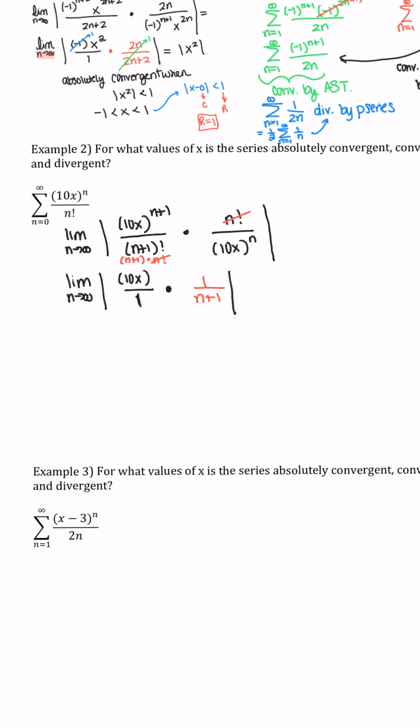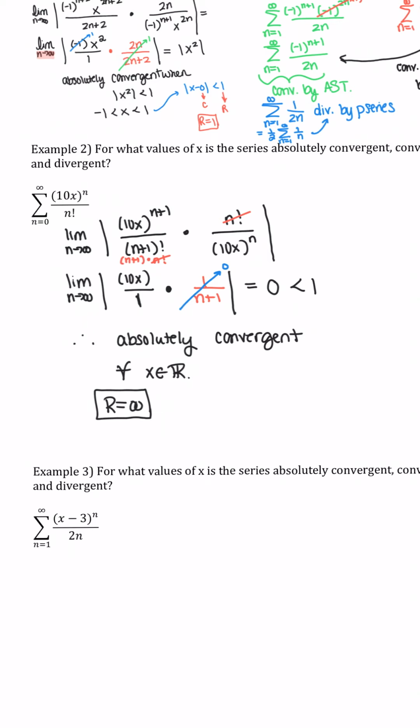So when I take that limit as n approaches infinity of 1 over n plus 1, I would get a 0. So no matter what x value I plug in here, I multiply it by 10, then I'm going to multiply it by 0. This limit is always going to be equal to 0, which is always less than 1. Therefore, this series is absolutely convergent for all x in the real numbers. That would mean that its radius of convergence is equal to infinity.